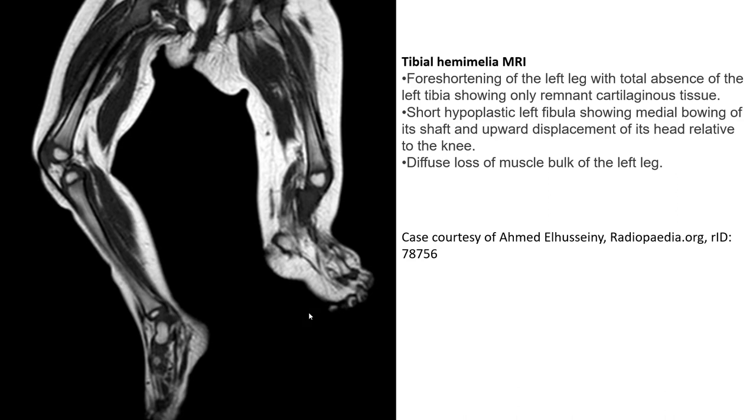This is a case of tibial hemimelia. There is shortening of the left leg, with total absence of the left tibia and only remnant cartilage tissue. There is a short hypoplastic left fibula showing major bowing of itself and upward displacement of its head relative to the knee, and diffuse loss of muscle bulk of the left leg.